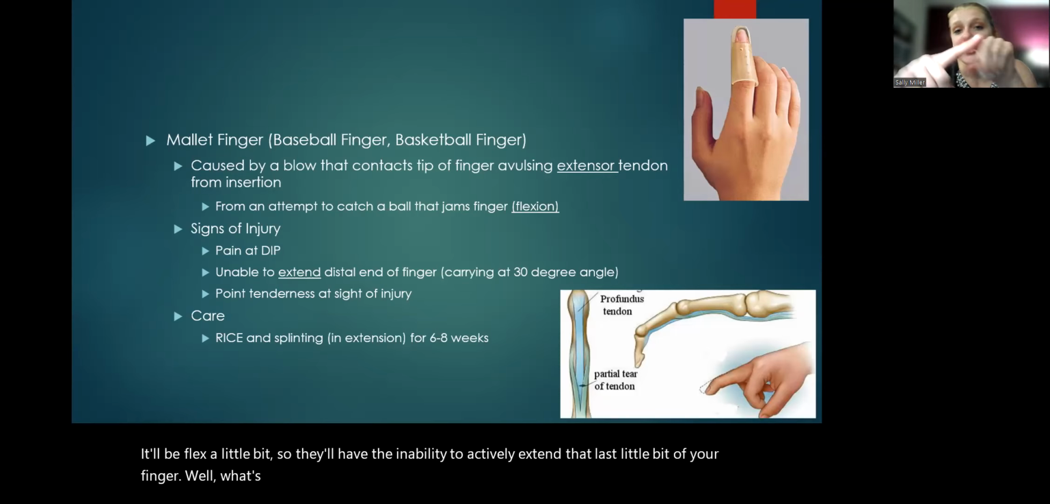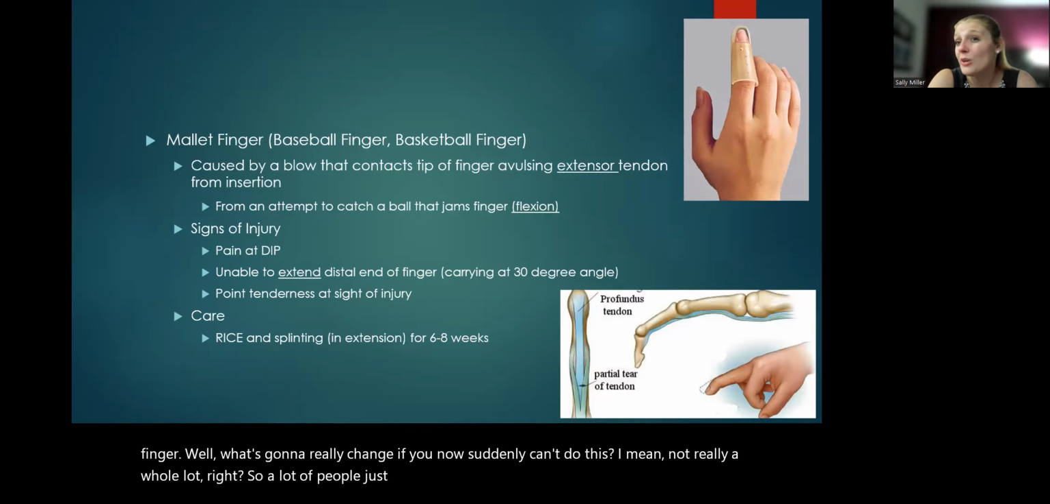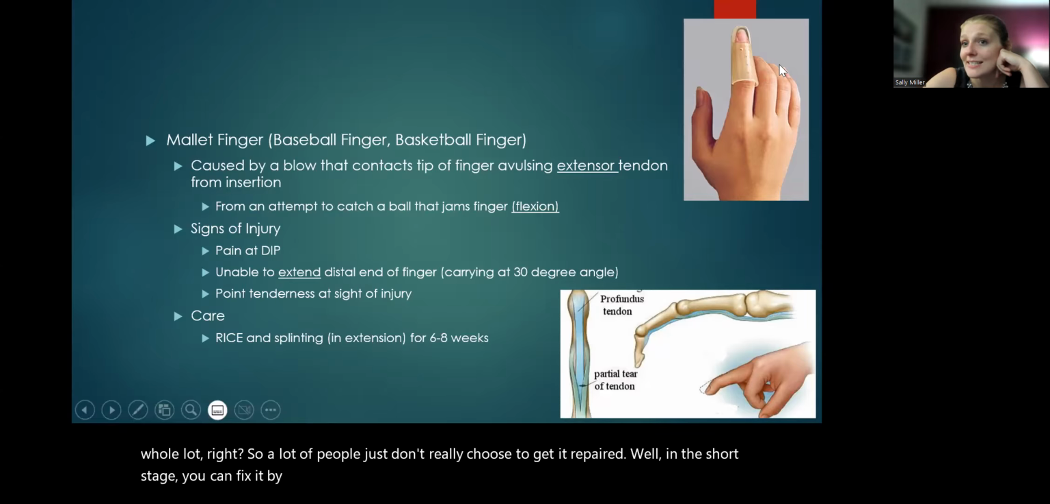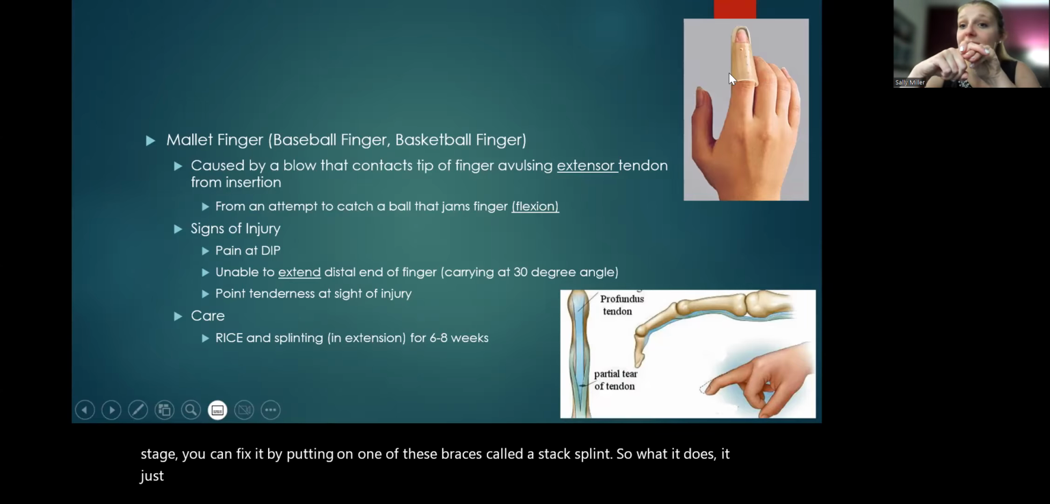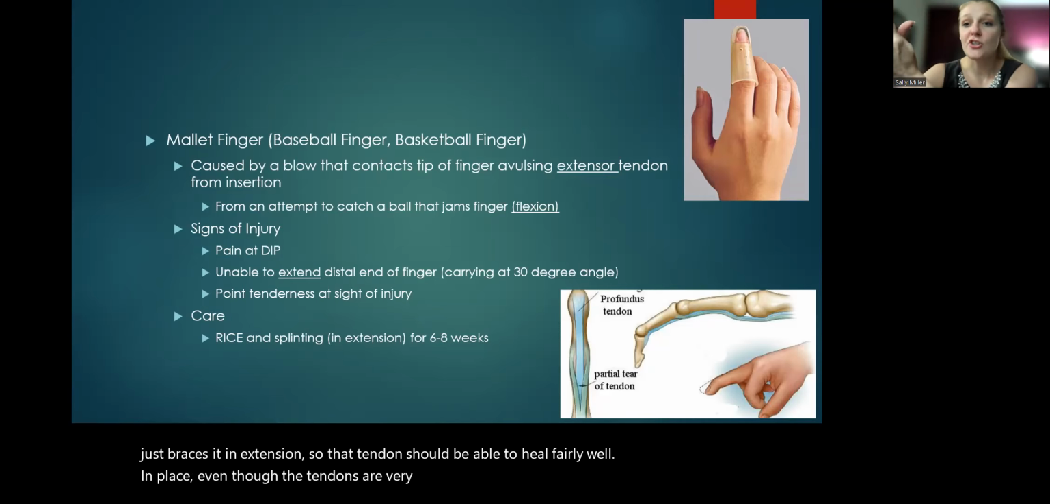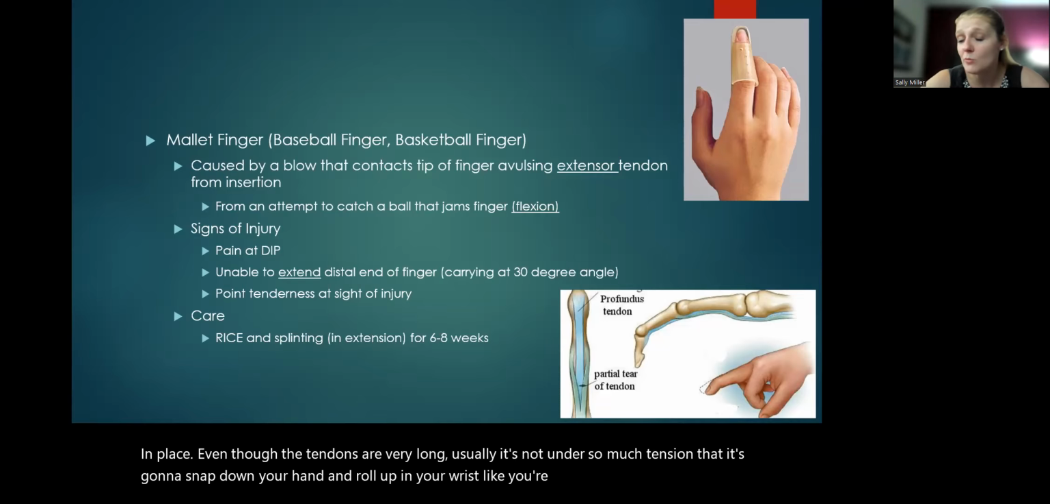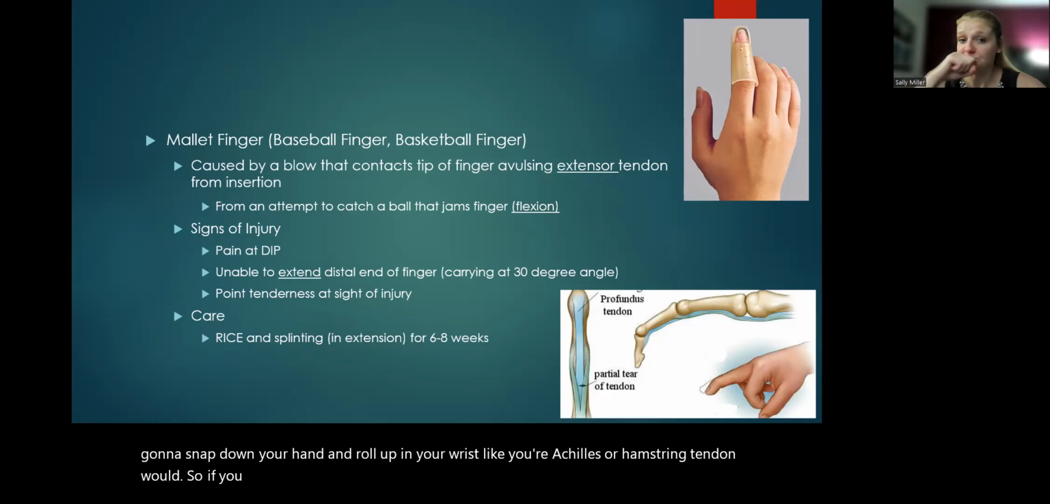Well, what's going to really change if you now suddenly can't do this? I mean, not really a whole lot, right? So a lot of people just don't really choose to get it repaired. Well, in the short stage, you can fix it by putting on one of these braces called a stack splint. So what it does, it just braces it in extension so that tendon should be able to heal fairly well in place. Even though the tendons are very long, usually it's not under so much tension that it's going to snap down your hand and roll up in your wrist like your Achilles or a hamstring tendon would. So if you splint it in extension, it should heal fairly well.